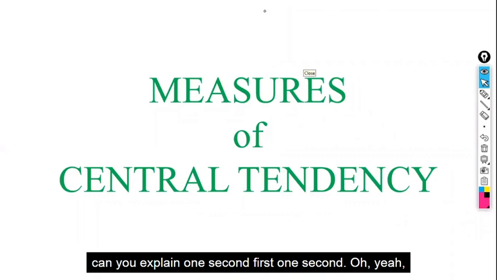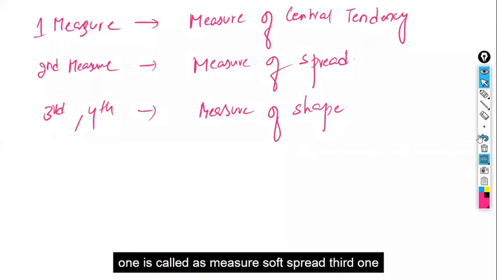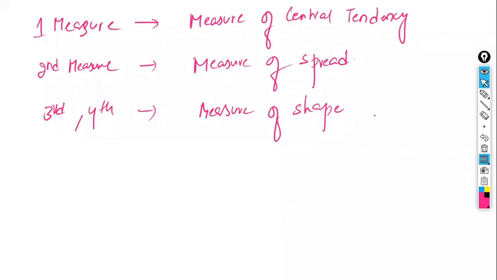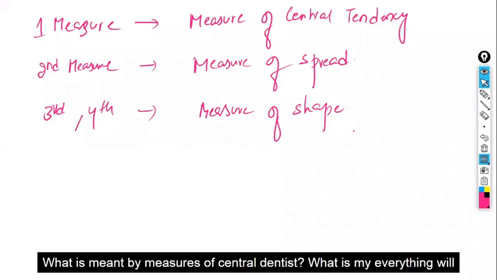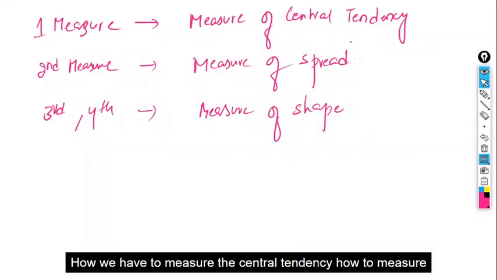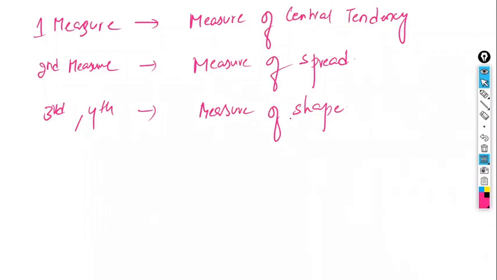Sir, can you explain once again, the first one, second one? Oh yeah, you can write. The first measure is called measures of central tendency. The second one is called measures of spread. The third one and fourth one are called measures of shape. Each one I'm going to explain in detail. What is meant by measures of central tendency, how we have to measure the central tendency, how to measure the spread, how to measure the shape. Everything we'll see in detail.